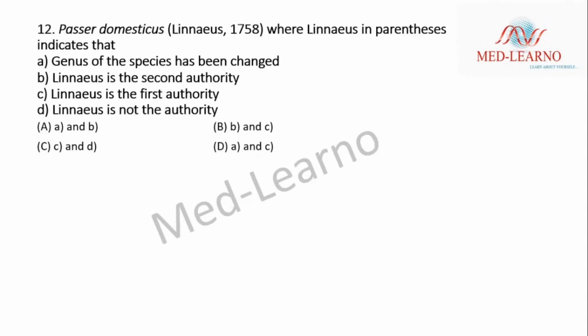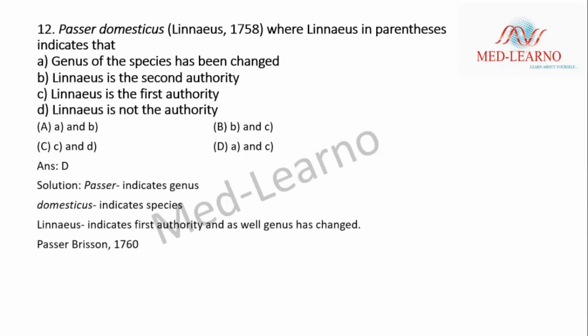Passer domesticus Linnaeus 1758, where Linnaeus in parenthesis indicates that: Statement A, genus of the species has been changed. Statement B, Linnaeus is the second authority. Statement C, Linnaeus is the first authority. Statement D, Linnaeus is not the authority. Option A, statements A and B are correct. Option B, statements B and C are correct. Option C, statements C and D are correct. Option D, statements A and C are correct. Answer is option D, that is A and C statements are correct.